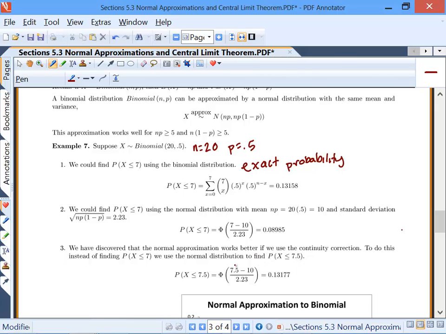So if I use 7.5 instead of 7, notice that now my approximation to the probability is 0.13177. And the exact probability is 0.13158. Notice those are very close. We're only off by a couple 10,000ths. Not going to make a significant difference. So we figured out that the normal approximation works very well, but it does work better if you use this continuity correction.